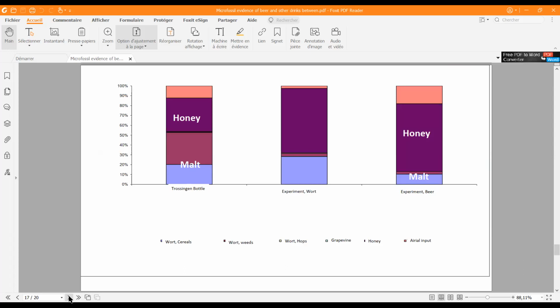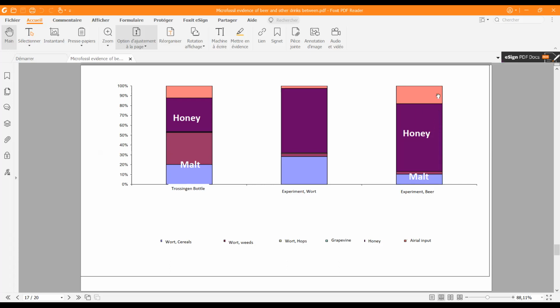Okay, now a comparison between the experimental results and the results from the grapes. On the left are the grapes. You see the malt component on the bottom in blue, the cereals, and afterwards in light violet the grains, the weeds, the crop weeds. Then the honey component, and on top the aerial component.